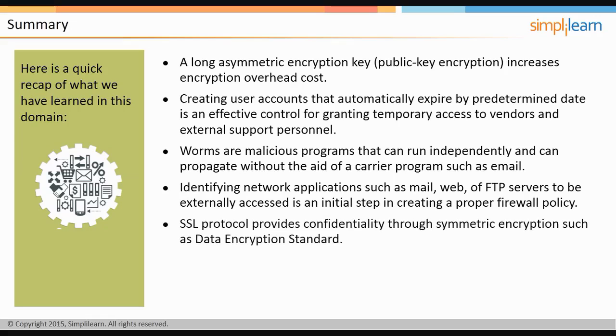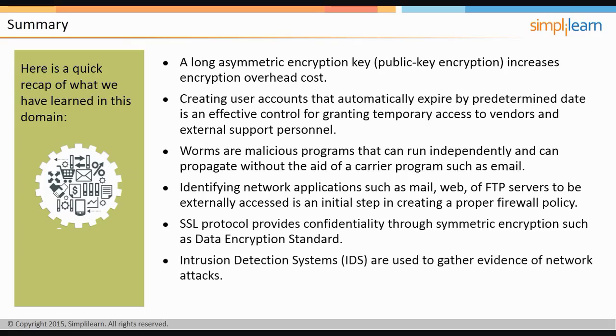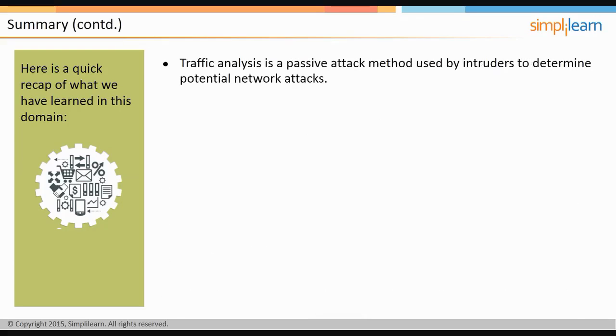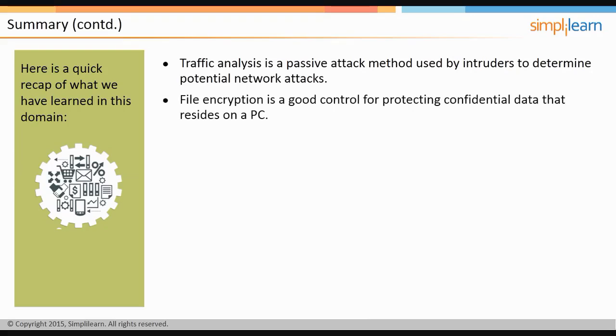5. SSL protocol provides confidentiality through symmetric encryption, such as Data Encryption Standard. 6. Intrusion detection systems, IDS, are used to gather evidence of network attacks. 7. Timestamps are an effective control for detecting duplicate transactions, such as payment made or received. 8. Traffic analysis is a passive attack method used by intruders to determine potential network attacks. 9. File encryption is a good control for protecting confidential data that resides on a PC.